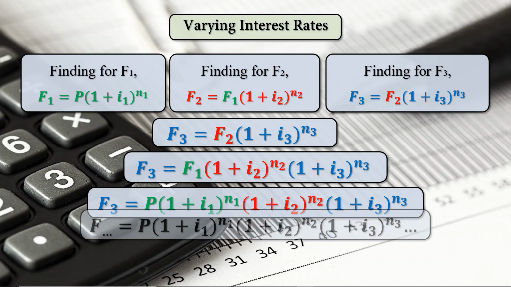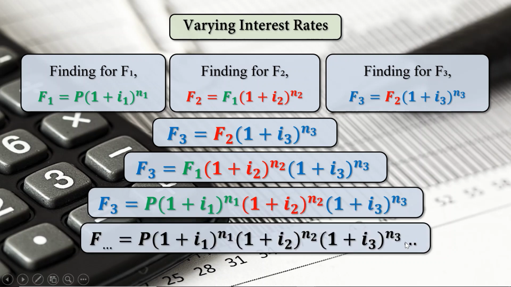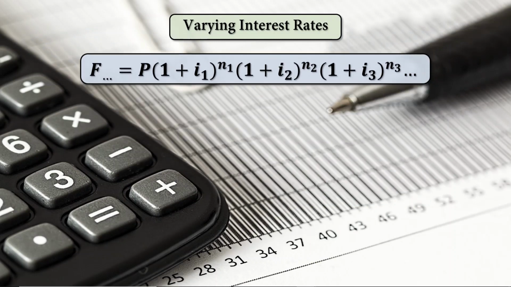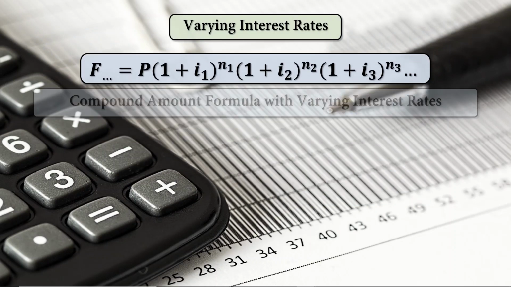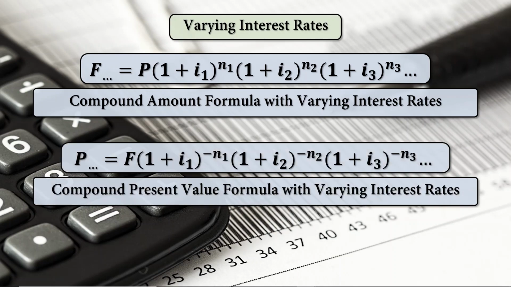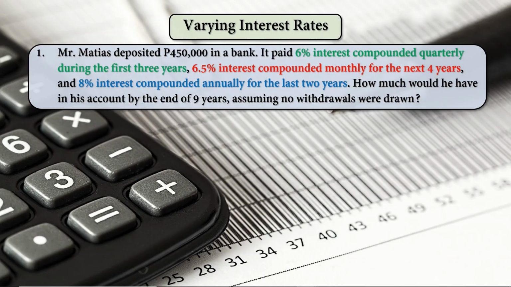At kung lumampas man sa 3, of course, magdadagdag pa tayo ng kung anumang interest rate meron siya at pati yung number of frequency using the compound amount or the present value formula. And kung yan yung compound amount formula natin in varying interest rates, para naman sa present value formula, kung unknown yung P with varying interest rates, ito yung ating gagamitin. So take note, the same concept doon sa ating compound interest formula, dapat naka-negative yung ating exponent when it comes to finding P.